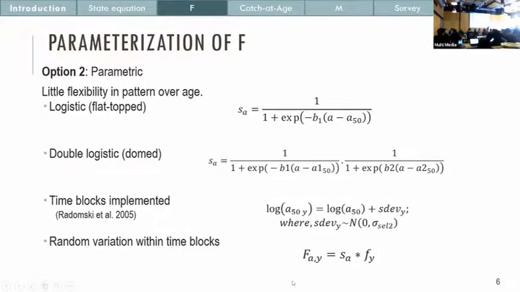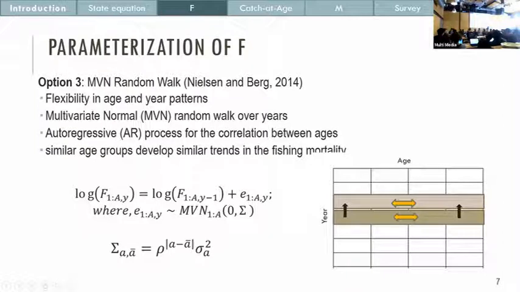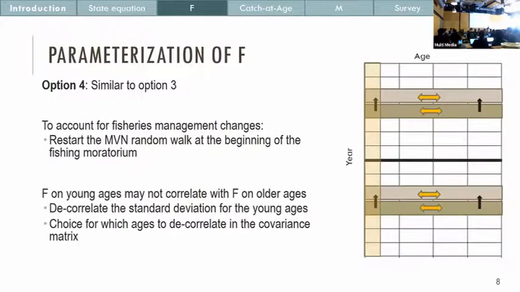And then we also have a SAM style parameterization of F where it's a multivariate random walk over years. And there's also a customized version of that. In our cod stock, there was a moratorium in 1994 where there was a break in all fishing. And so the model has difficulty dealing with this huge collapse in fishing rates. So in order to deal with that, it can restart the random walk at a specified year. And we can also decorrelate certain ages in the covariance matrix of the AR1 structure.